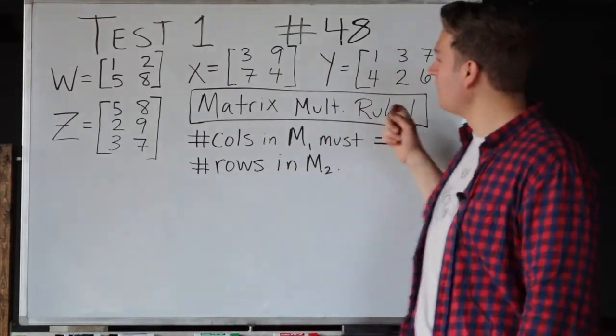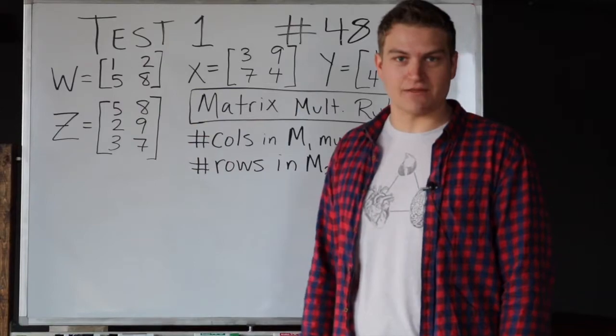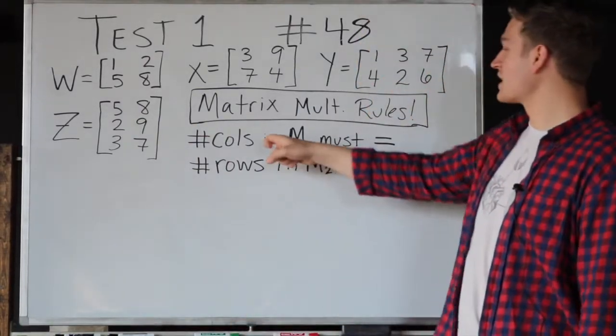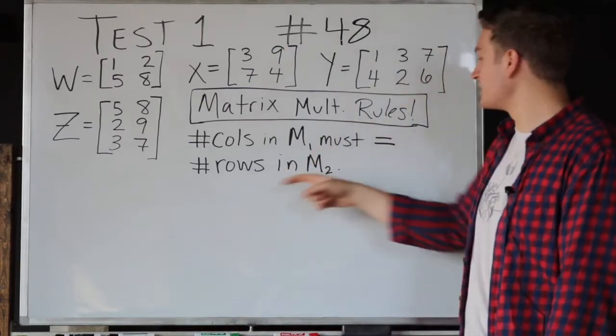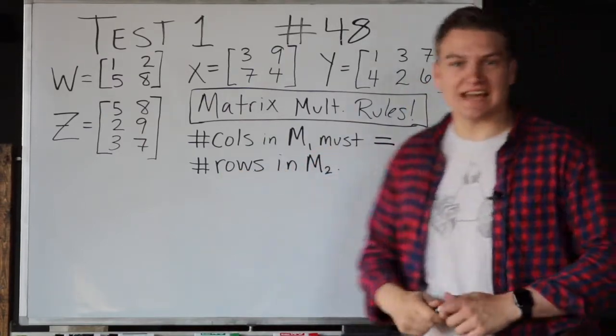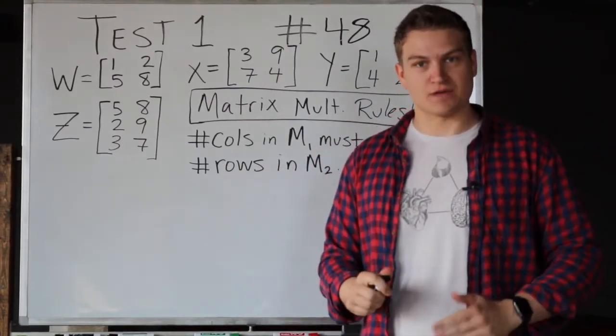In order to be able to multiply two matrices together, the number of columns in your first matrix must be equal to the number of rows in the second matrix that you multiply. All right? So that's super important.